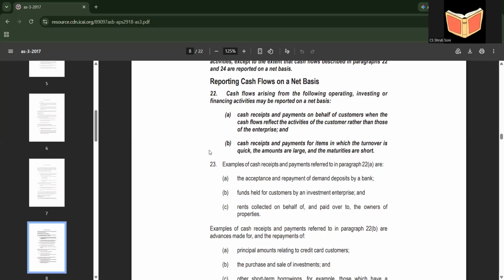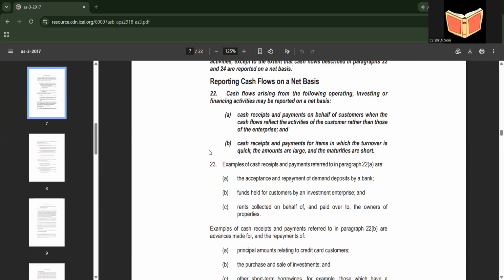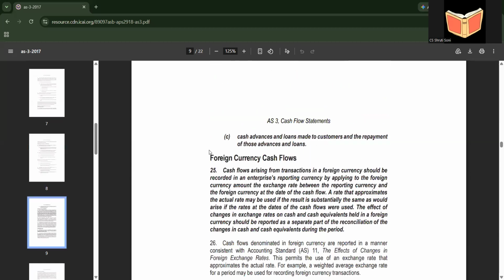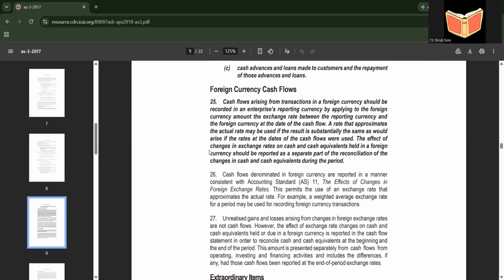Now, as far as the forex part, I'm going to cover that now. So let's go to that. This we've already seen, right? Netting off and all this. So I'm going to start with this foreign currency cash flows. I'm going to summarize it very quickly for a revision video. So you can just read this once. Once I'm explaining it to you, it will be clear to you.